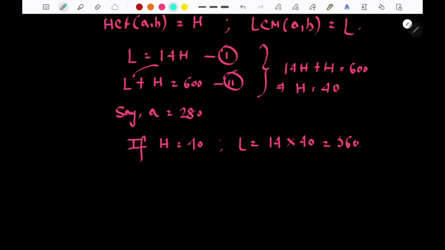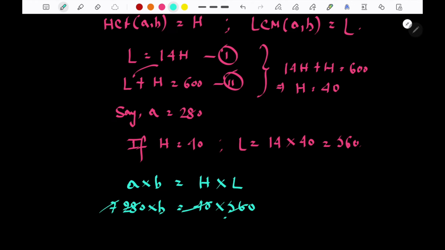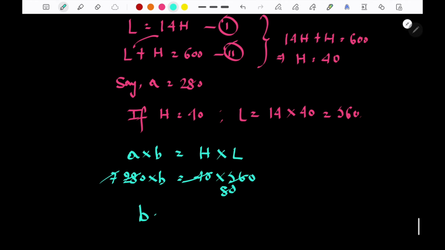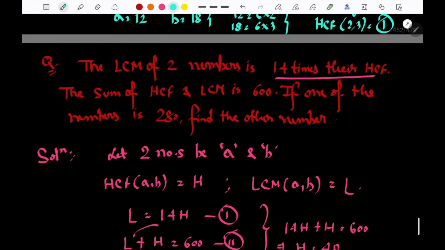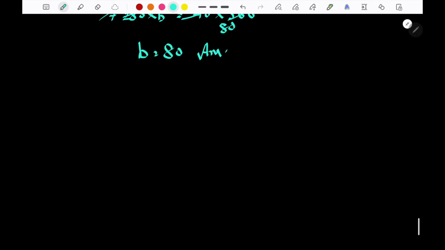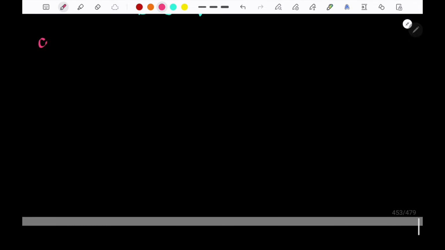We know one of the numbers and it's very easy to determine the other one. A into B is equal to H into L. So 40 into 560 is equal to 280 into B. So this is 7, this is 8, and hence B is equal to 80. That will be the answer. So the other number is 80. Done.